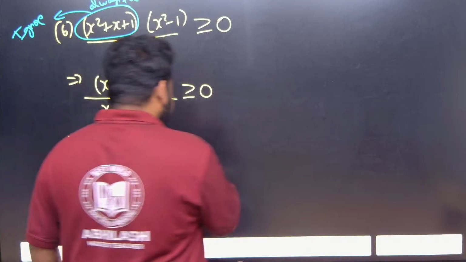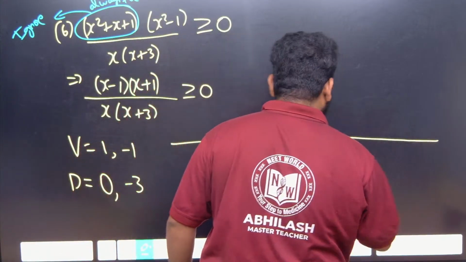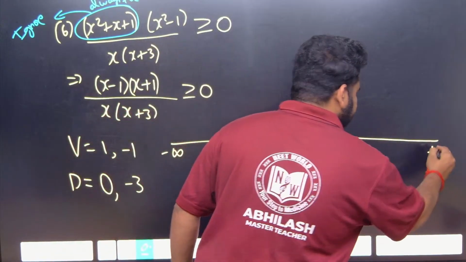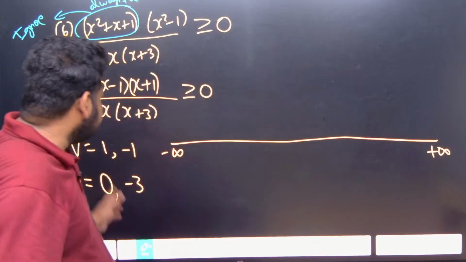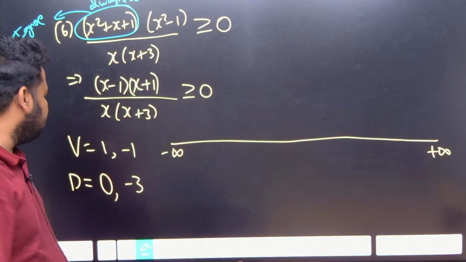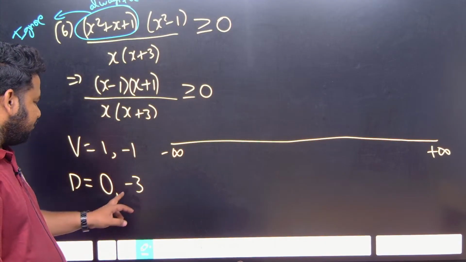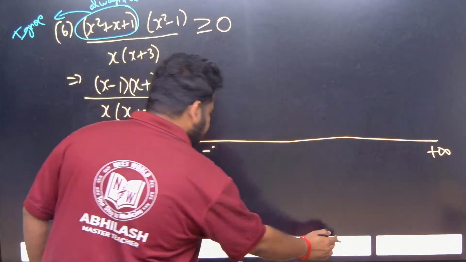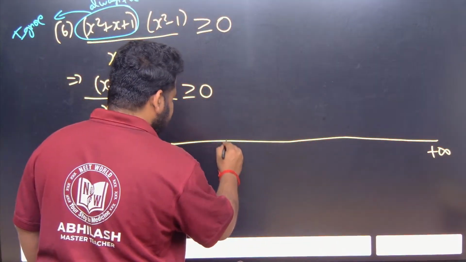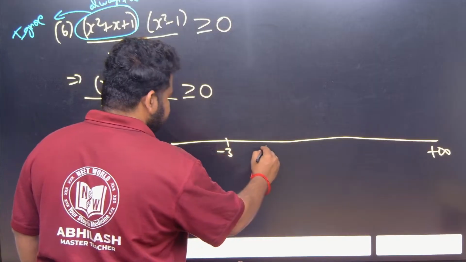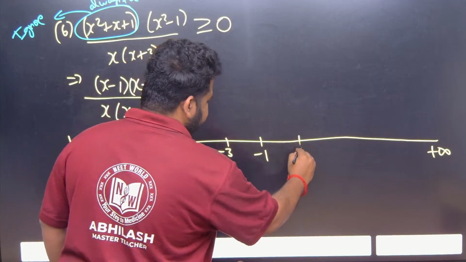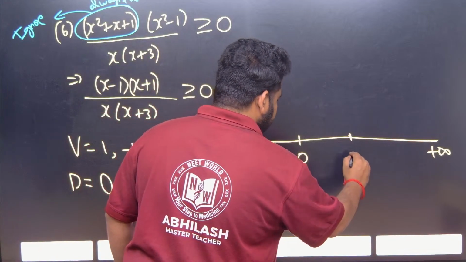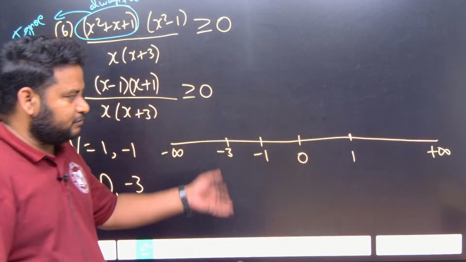So let us apply the wavy curve method. Let us take the real line, minus infinity to plus infinity. Whatever values we got, let us arrange them in ascending order. The least value is minus 3. The next least value is minus 1. Then we have 0. Then the remaining value is 1.